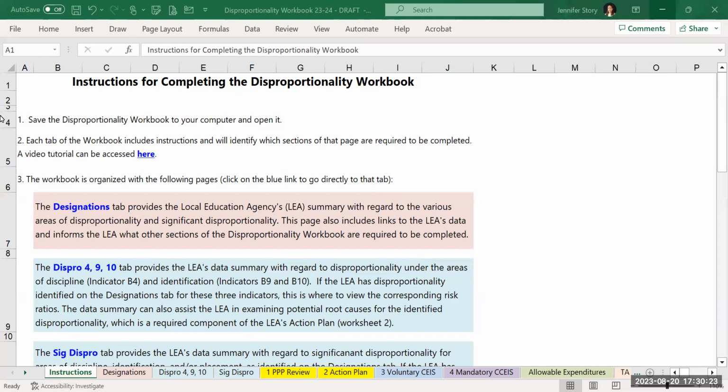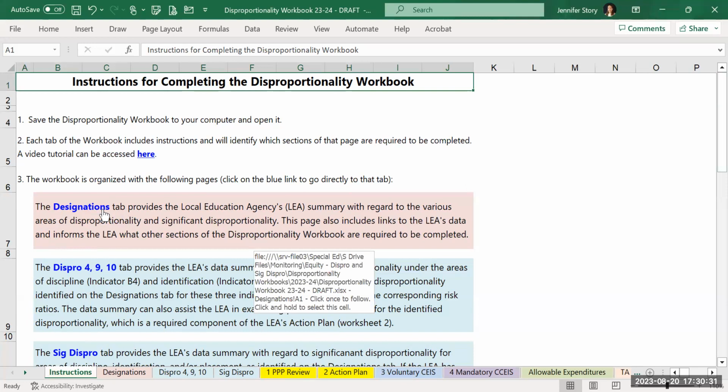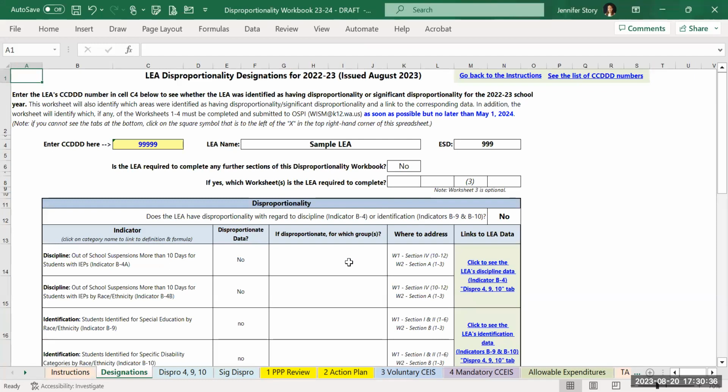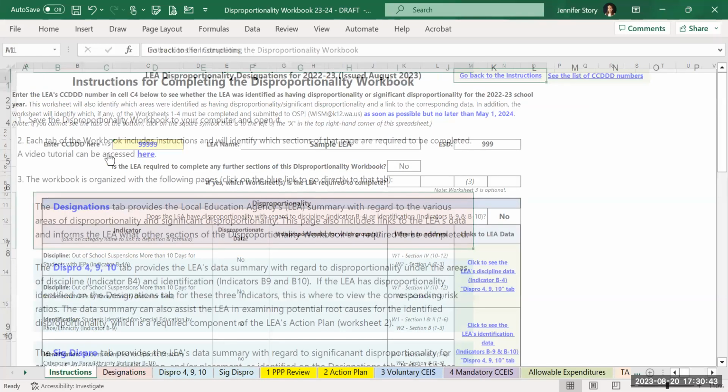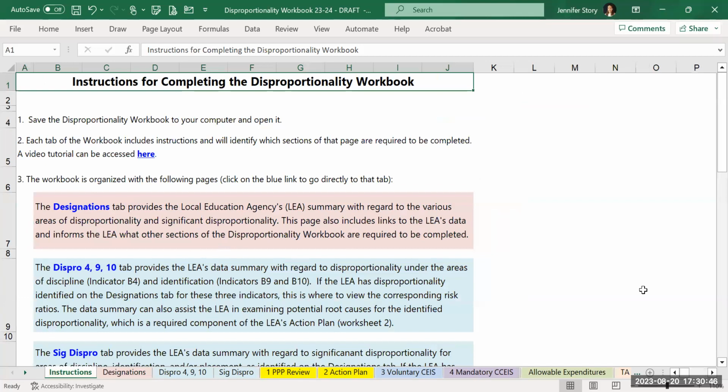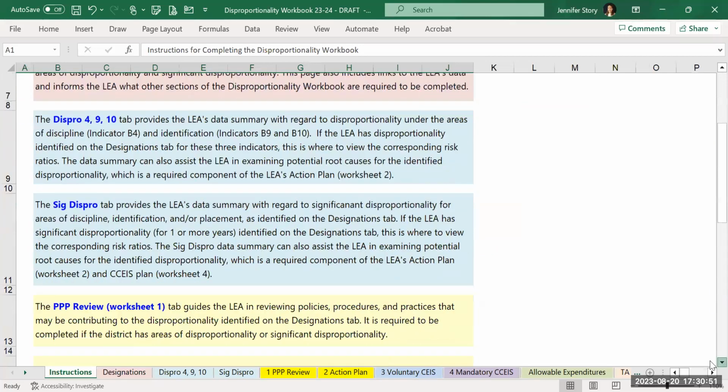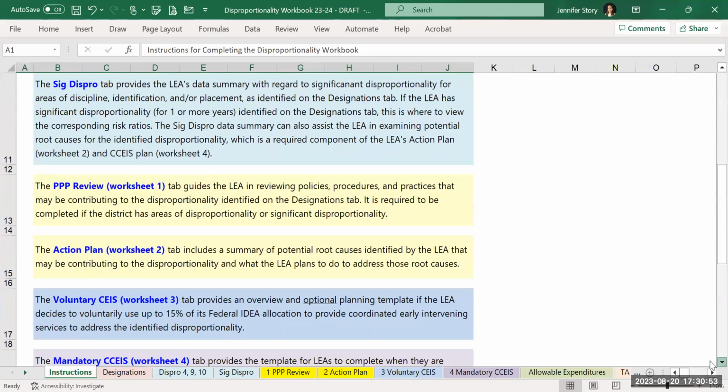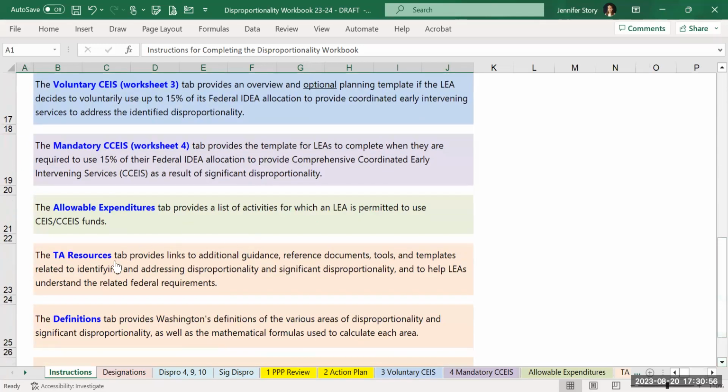So on the Instructions tab, we've got the layout of basically the workbook. It tells you each tab. So the Designations tab is the first tab. You can click right on this and it will take you to that worksheet in the workbook. You can click to go back to the instructions and it'll take you right back to where you started. So this first worksheet is just basically a map of the workbook and walks you through each of the tabs and what they contain. And again, each one of these is a link that will take you directly to that tab.